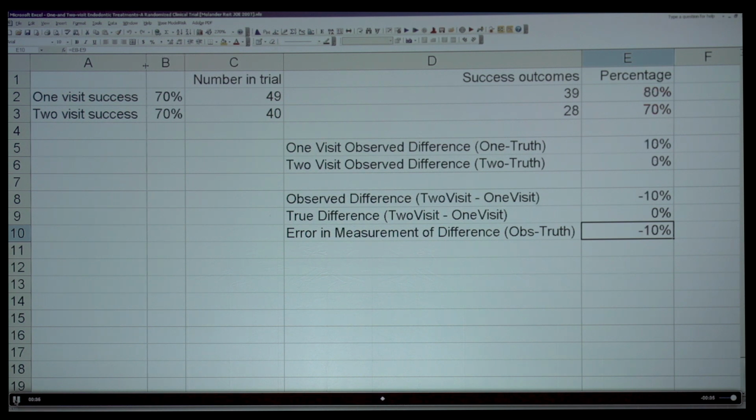And they're going to mostly center around truth, but they're not always there. 14% off, 5% off, 10% in the other direction, 2% off. Click, click, click, click, click. 17%. So in that trial, we found a 17% difference in outcome.